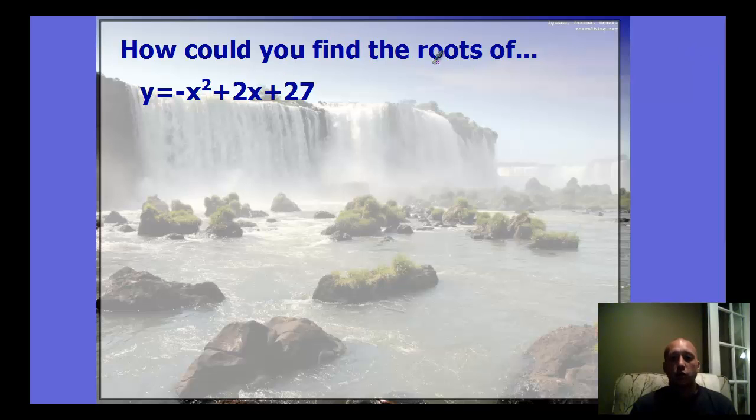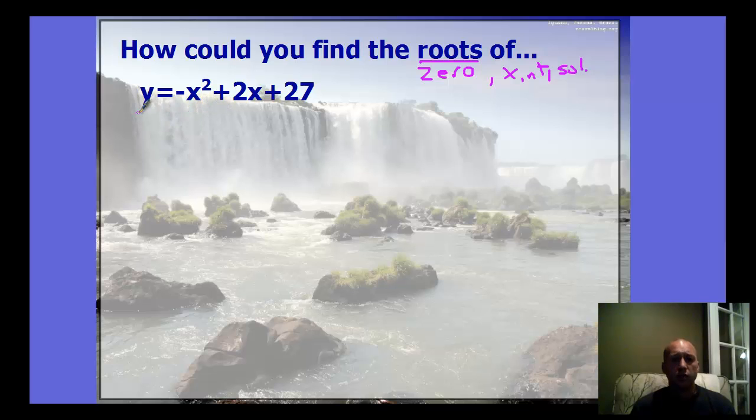So how could you find the roots here? First of all, roots, what does that mean? Roots are the same thing as zeros, x-intercepts, solutions. These all mean the same thing, factors. And so we could first see if we can factor this. If you try breaking this into two factors, it's not factorable.